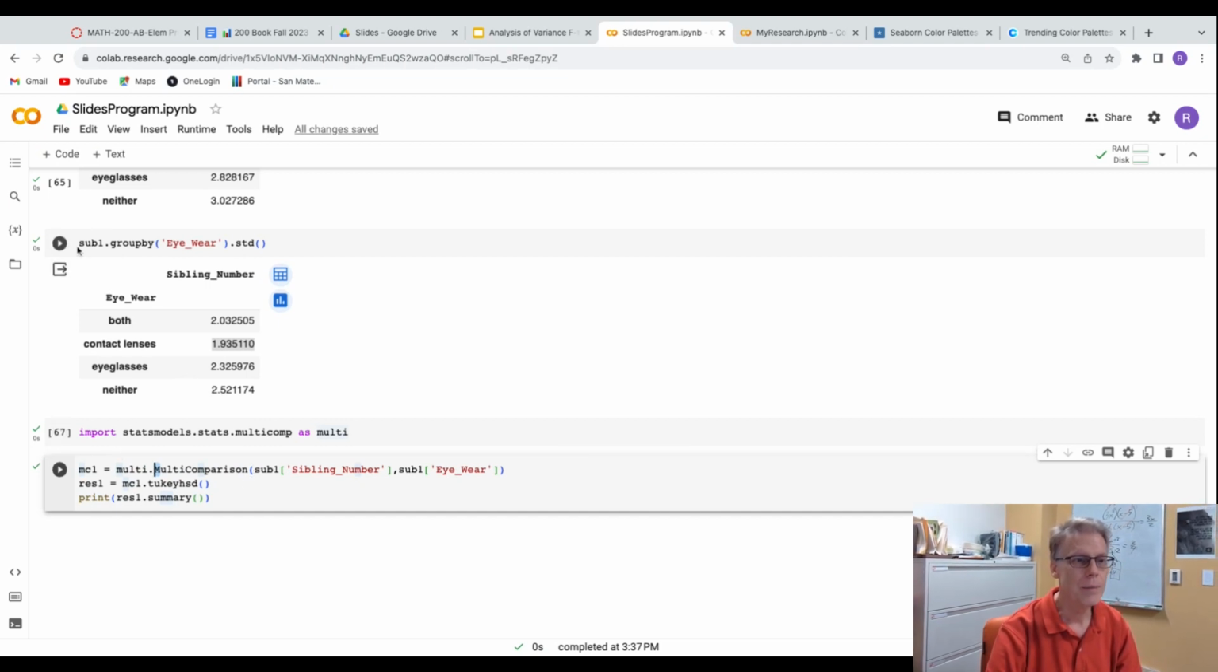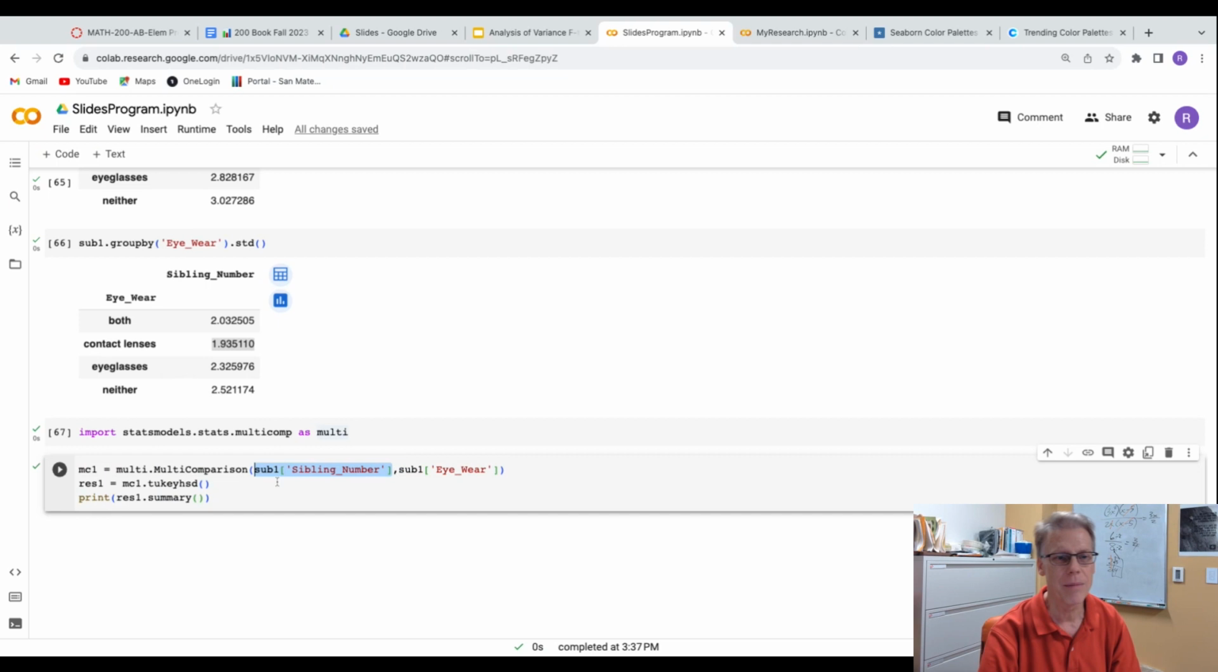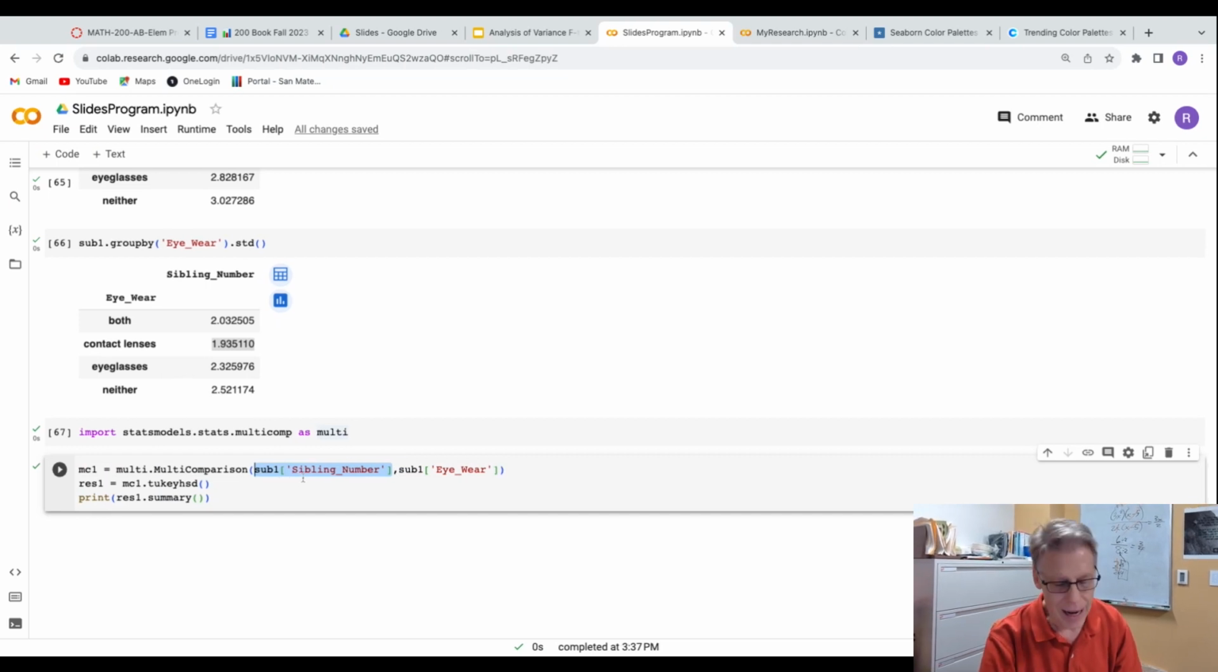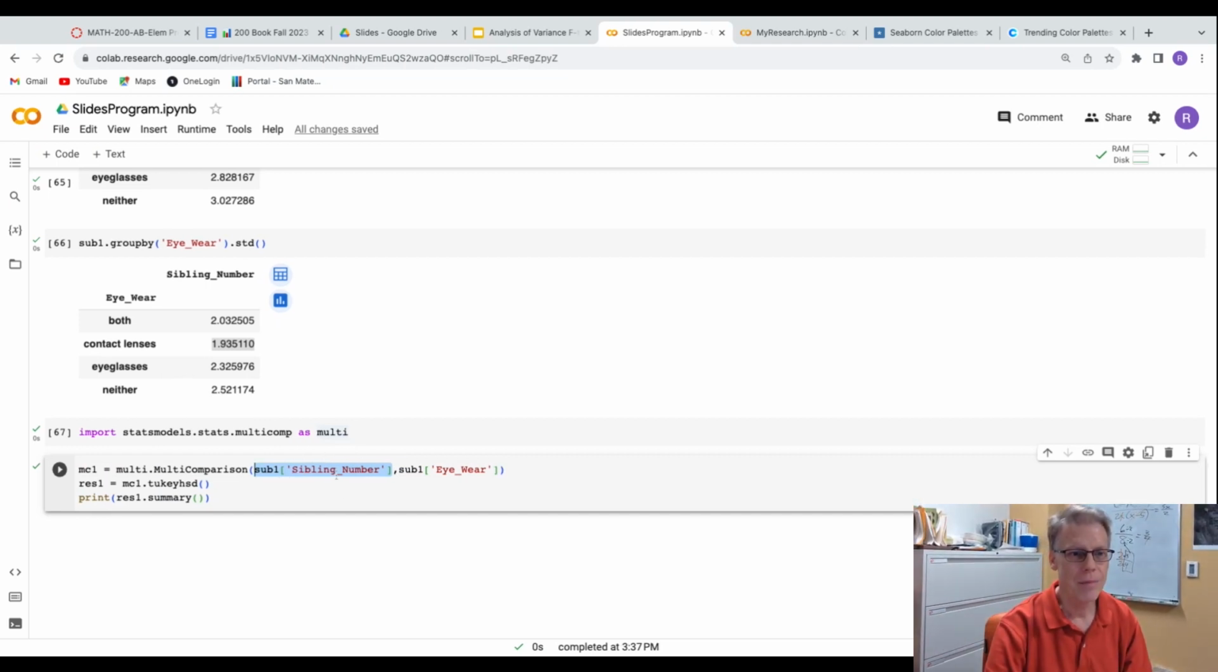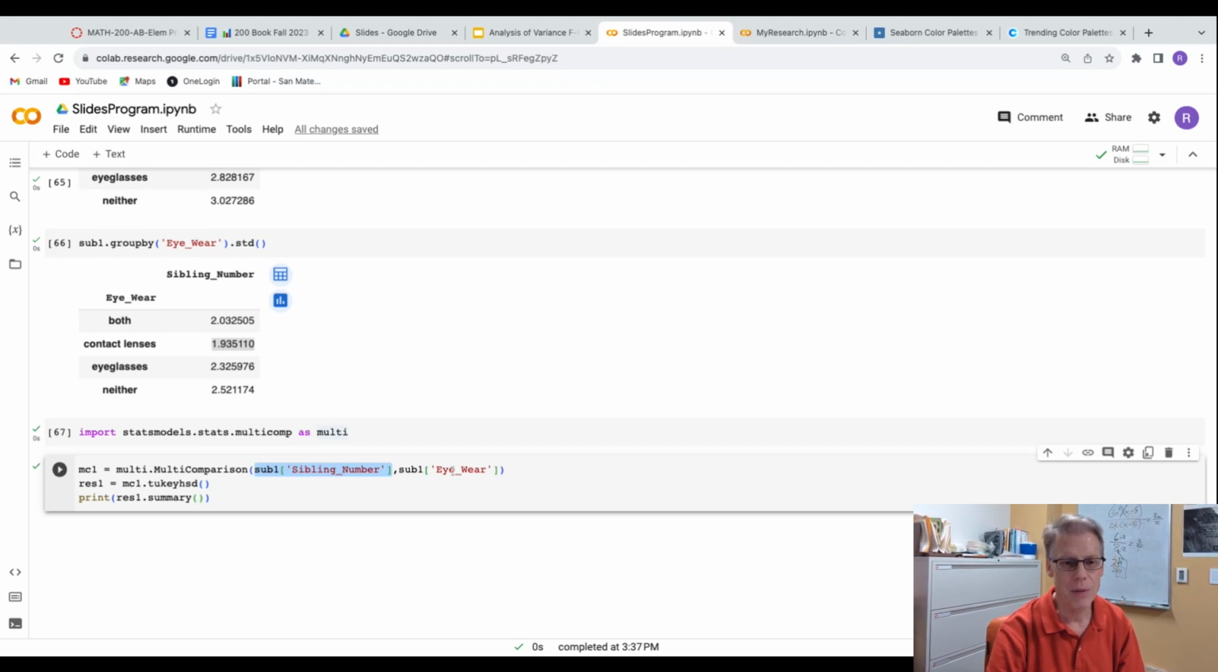Parentheses, sub1, that subset of the DF that I created, sibling number, comma, sub1 eyewear. So these two statements are very similar to the DF bracket, quotes, variable name that we've been doing throughout this whole semester, but now we're using sub1 instead of DF. And we have to put the quantitative variable first and the categorical variable second.